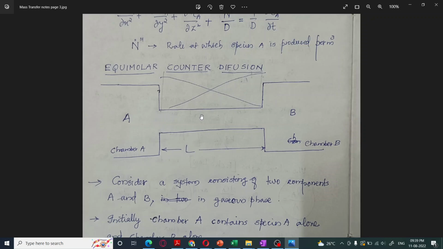Now, when we connect them to each other, the concentration of the component A in chamber B will be zero initially. So a concentration difference is established, and this causes the mass to diffuse from chamber A to chamber B. Similarly, the component B will be diffusing from chamber B to chamber A.